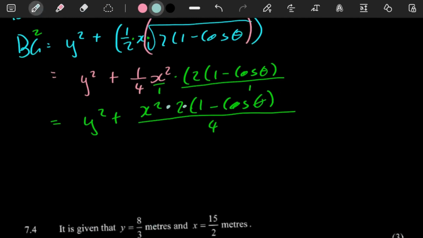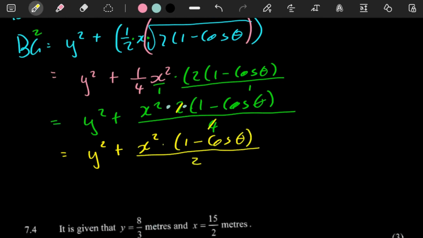Now the fortunate thing is the 2 at the top can cancel the 4. Like 2 here and the 4 down there, they don't cancel each other out. It's just 2 over 4 is a half. So you're going to have here x squared and then 1 minus cos theta. And the bottom here, you're going to have a 2. Nice. Okay, where are we going next?